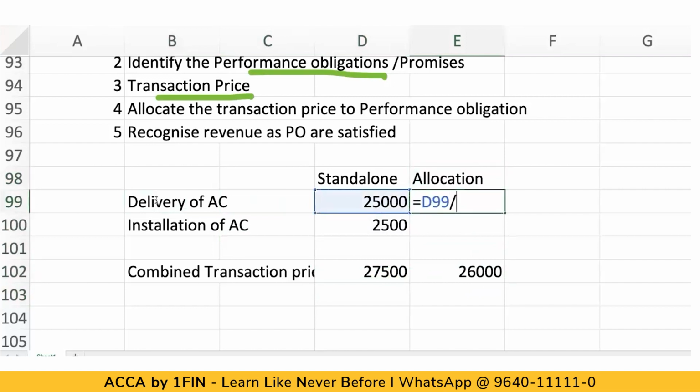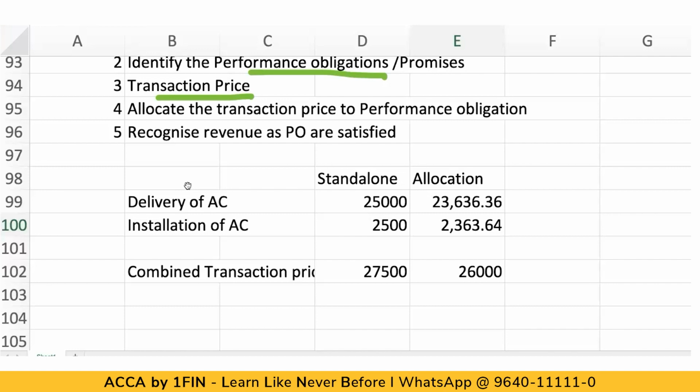25,000 divided by 27,500 into 26,000, which is 23,636, is for delivery, and 2,500 divided by 27,500 into 26,000, which is 2,363, is towards installation. So this is how you should allocate the transaction price and recognize revenue. Identify the performance obligation, allocate the transaction price to the performance obligations. Once you deliver the AC, recognize the revenue of 23,636. Once you install the AC, recognize the revenue of 2,366. Okay, so that is a simple standalone way of recognizing revenue.